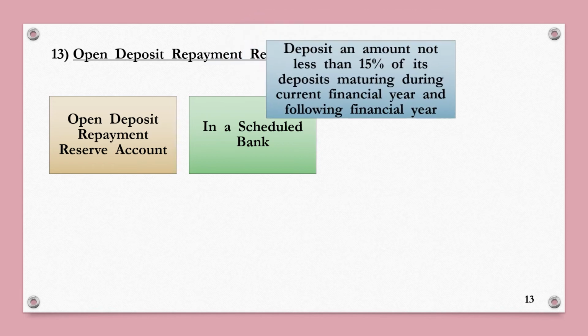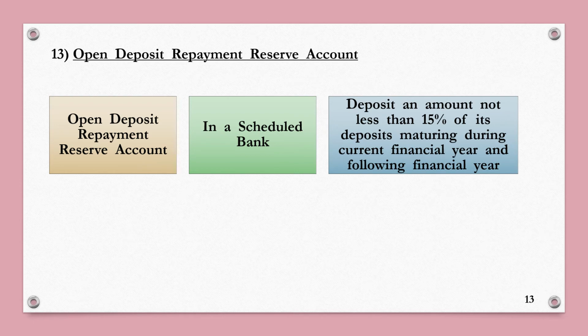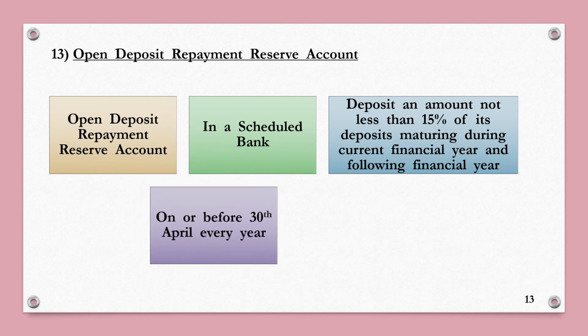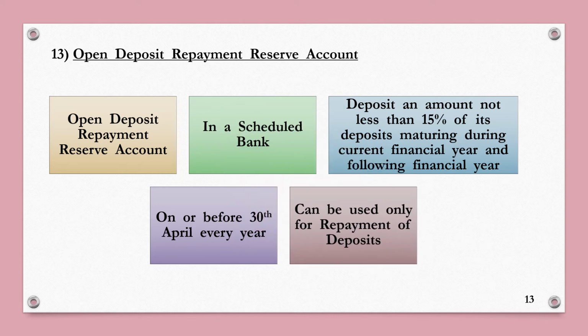Next, the company needs to deposit an amount which should not be less than 15% of the amount of deposits maturing during the current year and the following financial year, that is the next financial year, and that too on or before 30th April every year. Lastly, the amount which is accumulated in this account must be used only for repaying deposits.